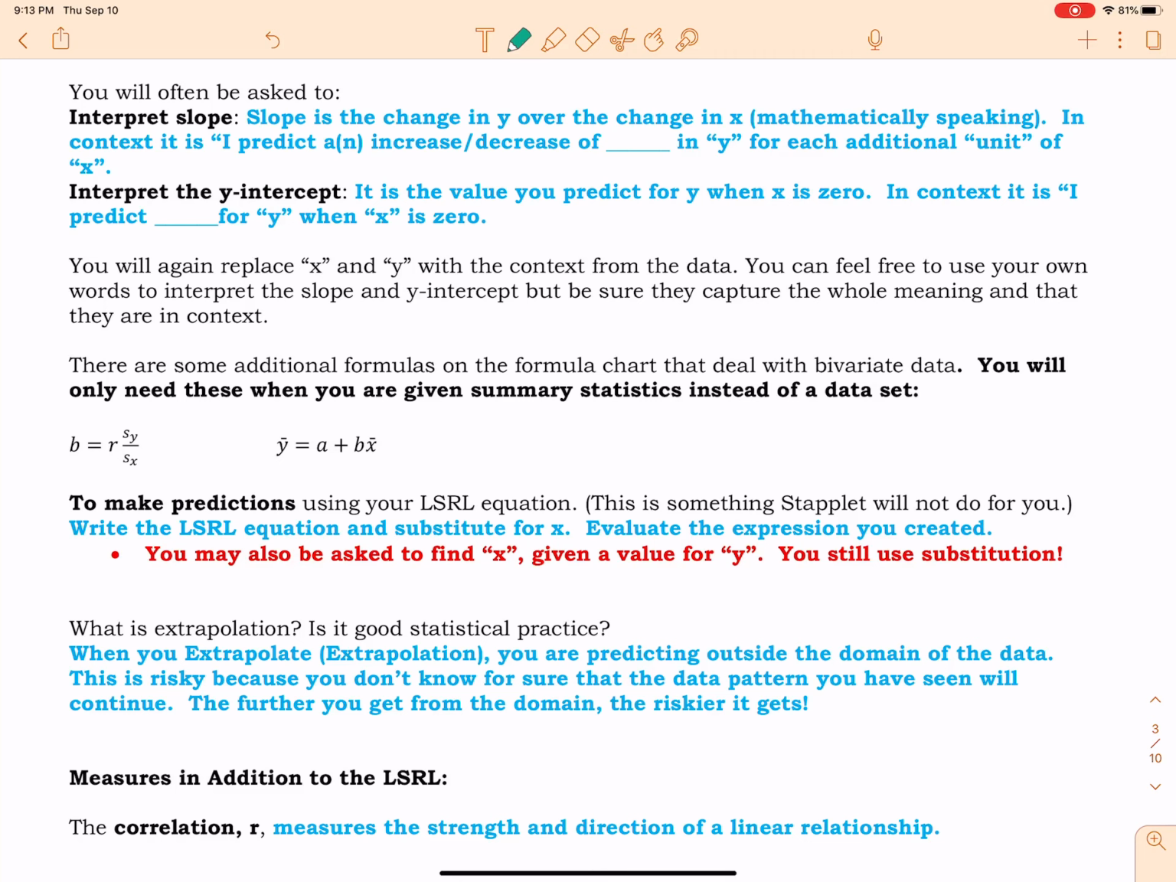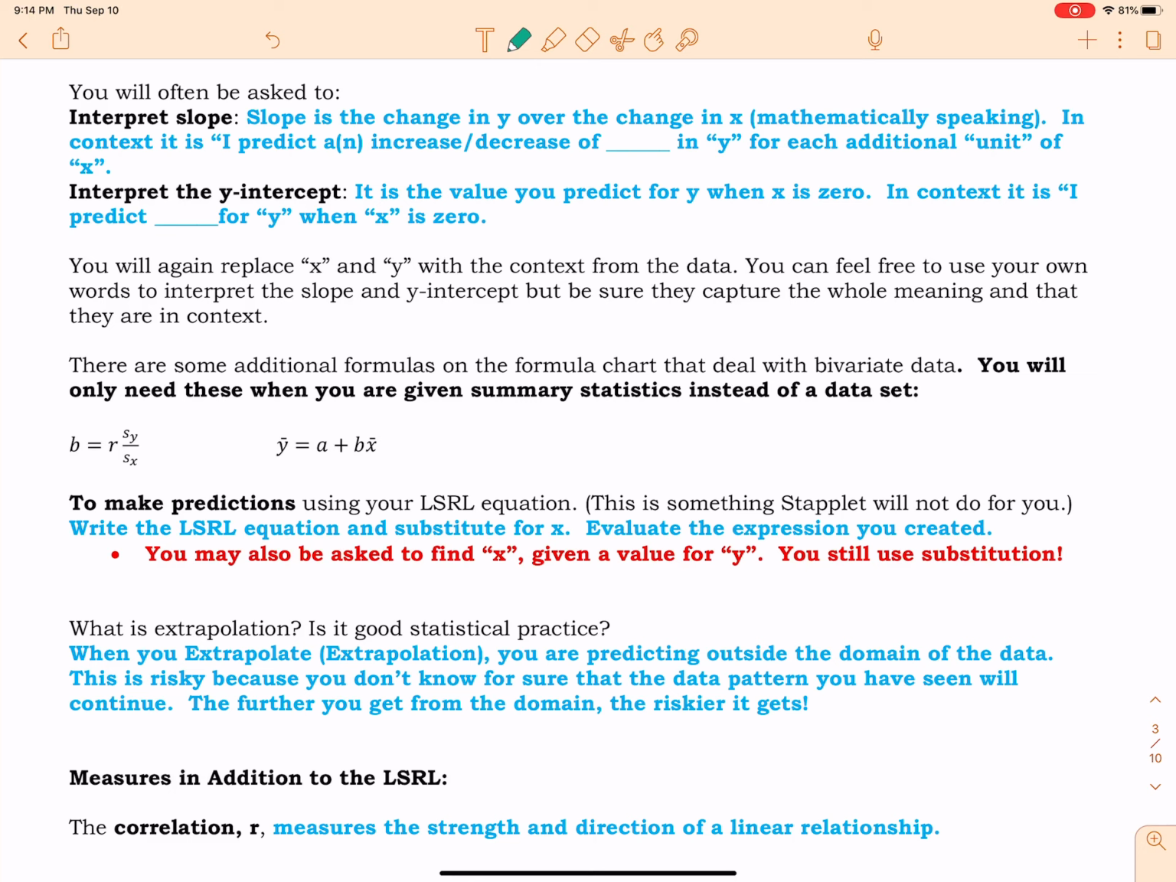Okay, AP Statistics, we are going to talk about how we're going to interpret slope and the y-intercept for your LSRLs or least squares regression lines. So you're probably familiar with how to talk about slope because you've done it in algebra for so long.